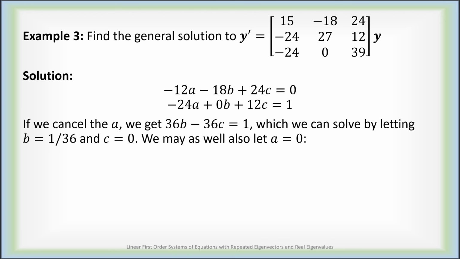If we cancel the a's just like we did before, we'll end up with 36b minus 36c equals 1. And we only need to find a possible solution. So we let b equal 1 over 36 and c equals 0. And we might as well let a equal 0. It genuinely doesn't matter. So here is a choice for our next generalized eigenvector in the Jordan chain.